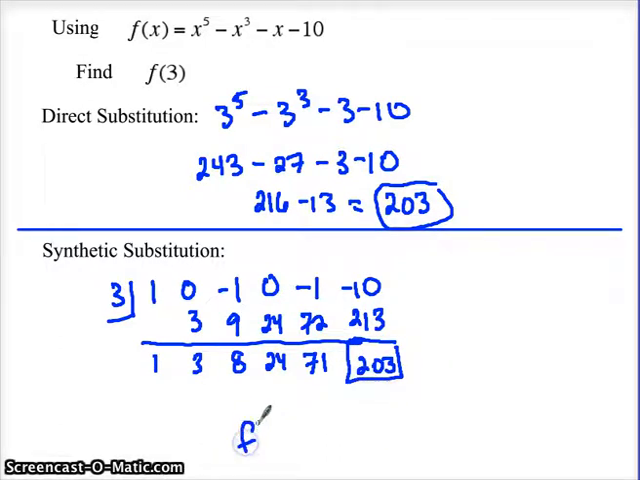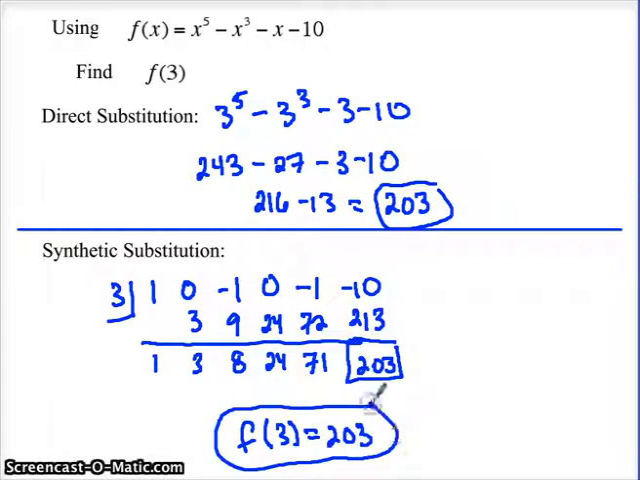Best way to write our answer again is to sum up what we just did. We found that f of 3 equals 203 for our final answer.